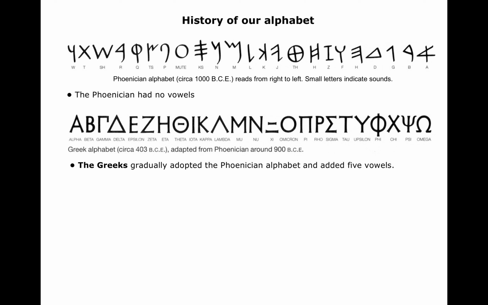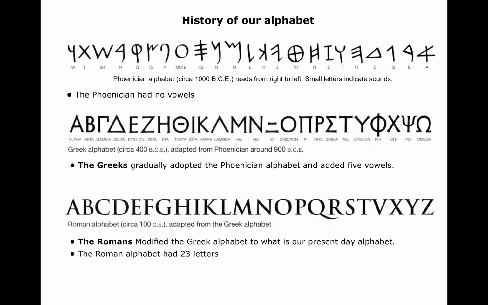And then the Greeks eventually adopted their alphabet and added the 5 vowels. And you're more familiar with the Greek alphabet. And the Romans later modified the Greek alphabet to what is now our alphabet. However, the original Roman alphabet only had 23 letters instead of 26 letters.